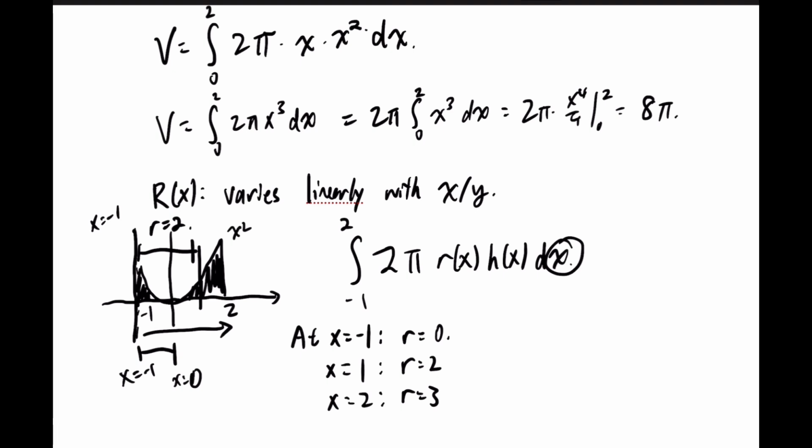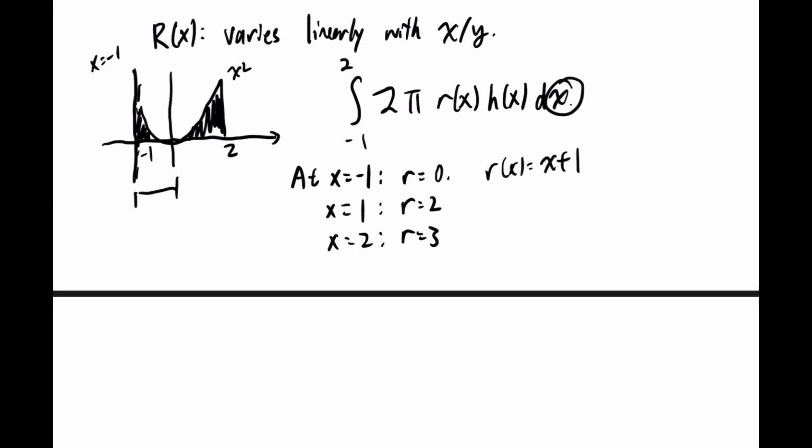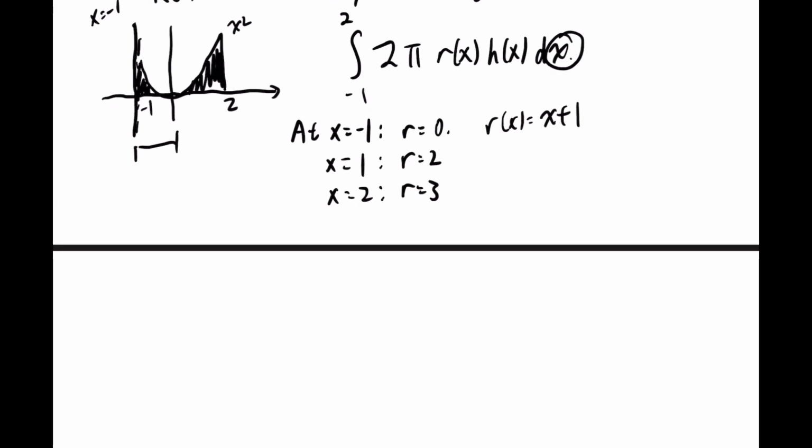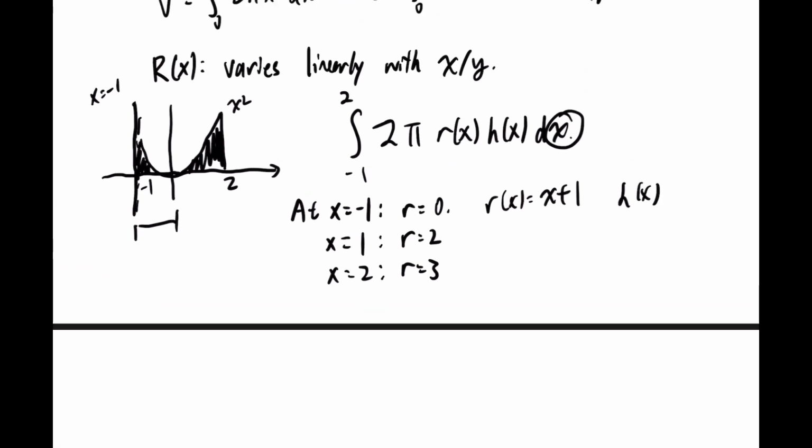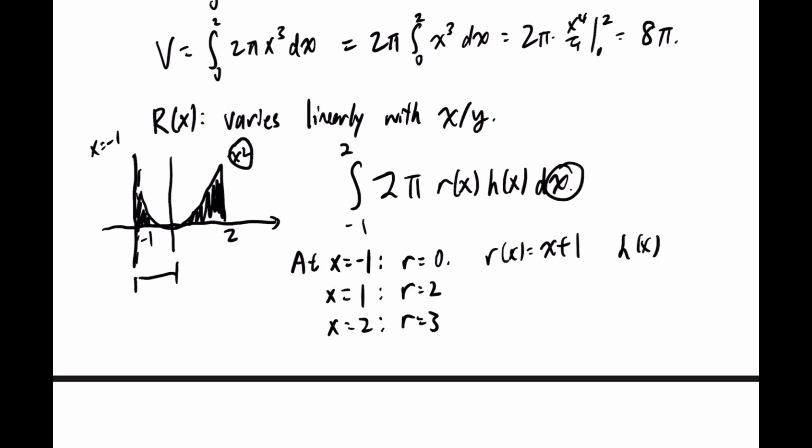So knowing this, we can construct the radius function to be r of x is equal to x plus 1, right? Accounting for this distance between the axis of rotation and x is equal to 0. And of course, your height stays the same, right? Your bounding function, x squared, did not change.